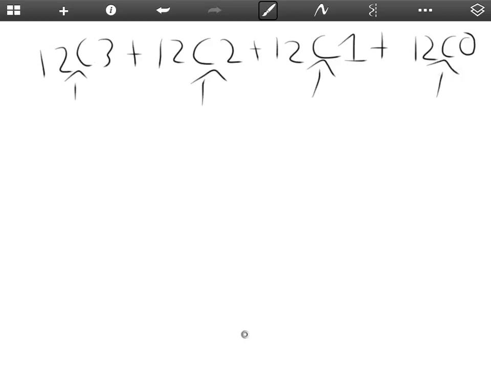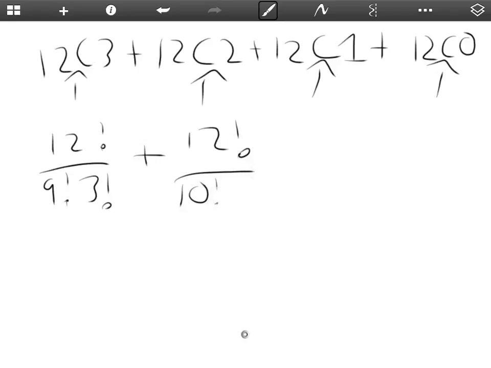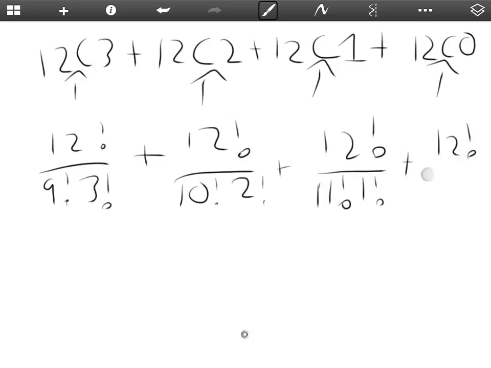This is just going to be 12 factorial over 9 factorial times 3 factorial, plus 12 factorial over 10 factorial times 2 factorial, plus 12 factorial over 11 factorial times 1 factorial, plus 12 factorial over 12 factorial times 0 factorial.